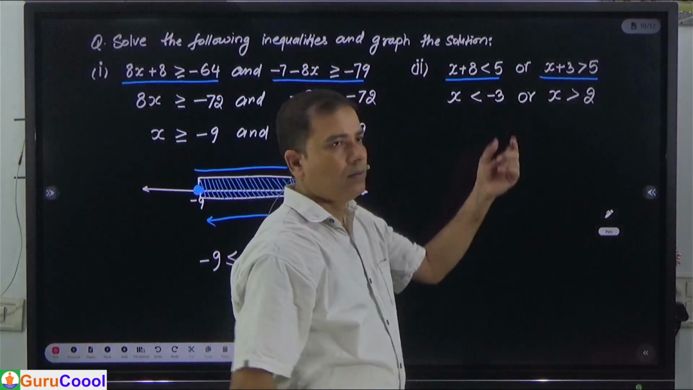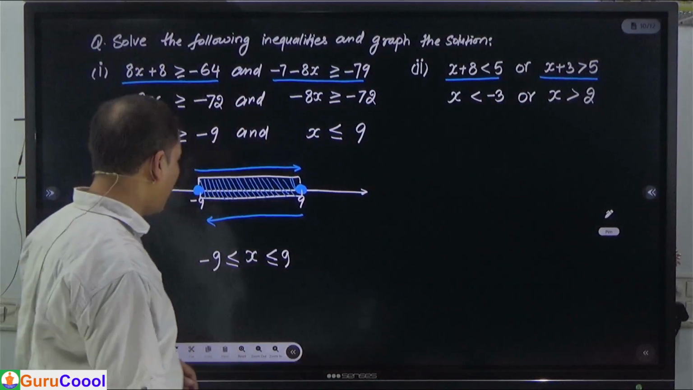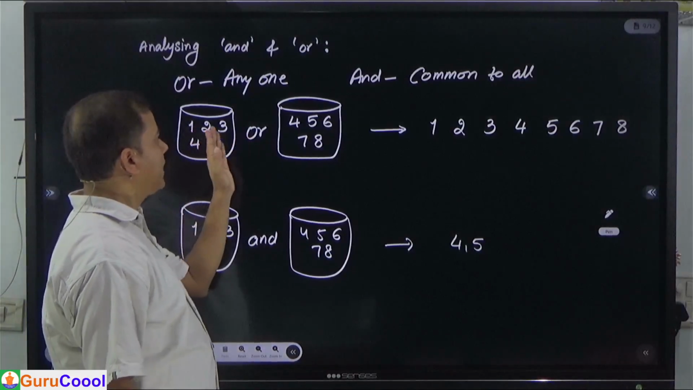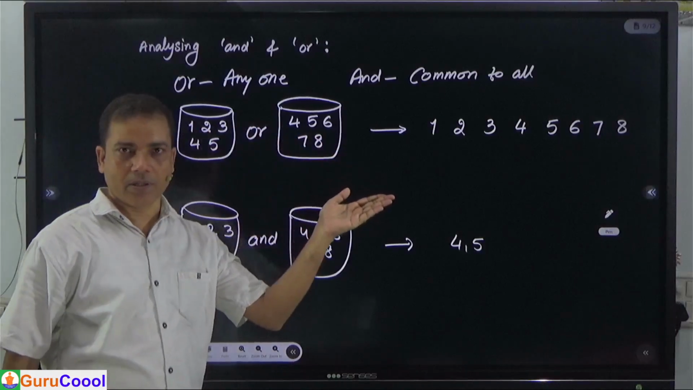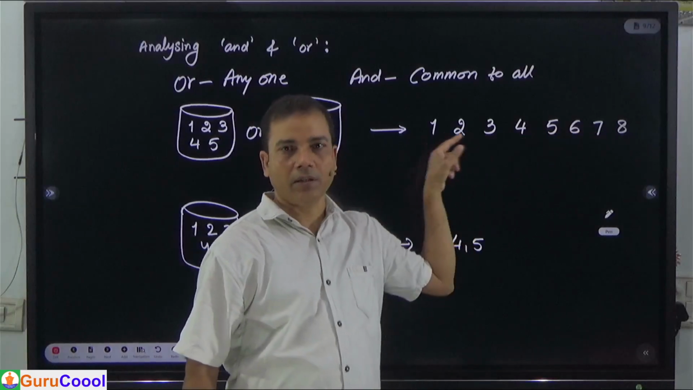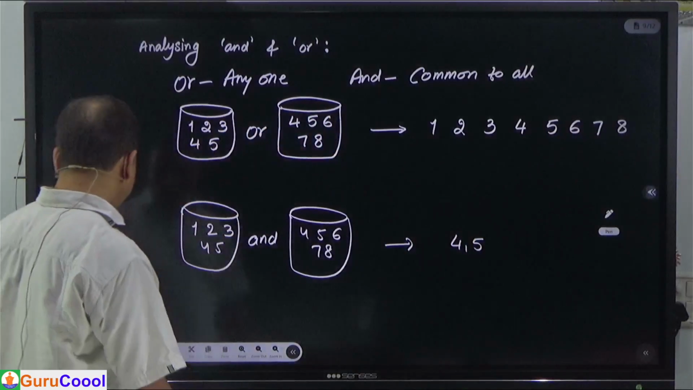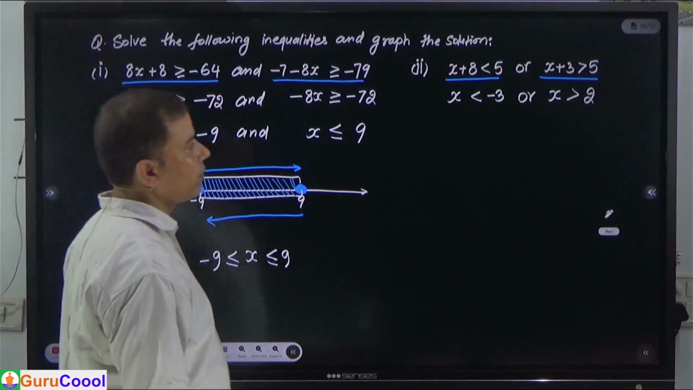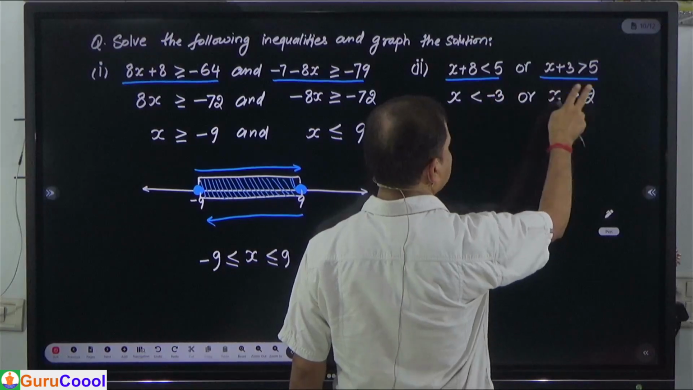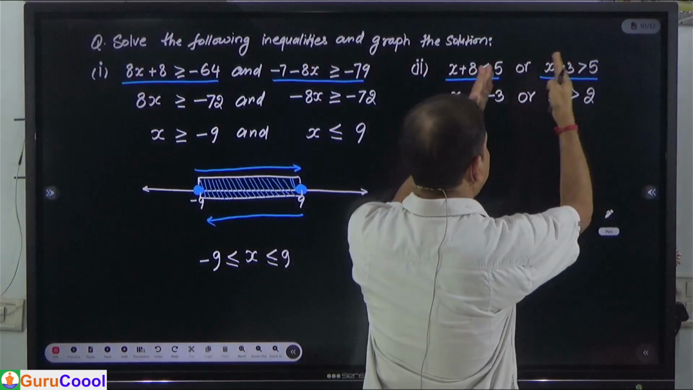Here it is or. Or means we have to consider all options. We have seen on the previous page, when it was or, we can consider all options. From this box, all the options can be considered. So here also, we will consider both of them because or is there. We will consider this and this.